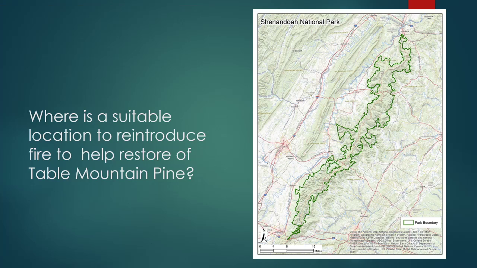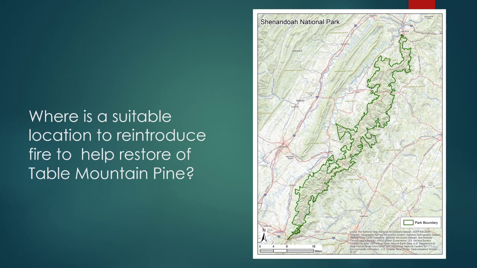It was not until the modern era of full suppression that fire has largely been excluded from the landscape. Records indicate that fires were once a commonplace event that occurred every 5 to 15 years in Table Mountain pine stands throughout Appalachia. This leads to the question that I am trying to answer. Where is a suitable location to reintroduce fire to help restore Table Mountain pine?